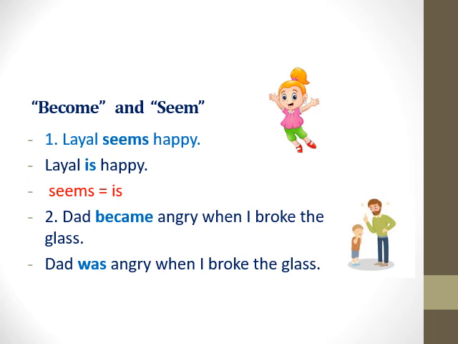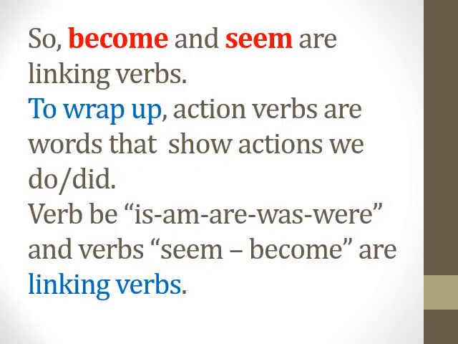Dad was angry when I broke the glass. Does the meaning change? Dad became angry when I broke the glass. Dad was angry when I broke the glass. Does the meaning change? No, it doesn't, because became equals was. That's why the verbs become and seem, we call them linking verbs, because they are the same as the verb to be. They have the same function. They give the same meaning. They link the subject to the predicate. So that's why we call them linking verbs. So become and seem are linking verbs.